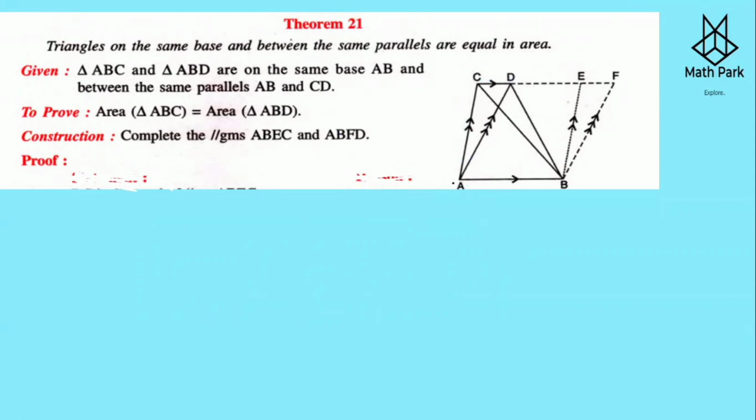You are given triangle ABC and triangle ABD. Both are on the same base AB and between the same parallels AB and CF. So you have to prove that area of ABC is equal to area of ABD. For proving that, let us complete these two parallelograms. CD was parallel to AB. We extend it and we complete the parallelograms ABEC and ABFD, right?